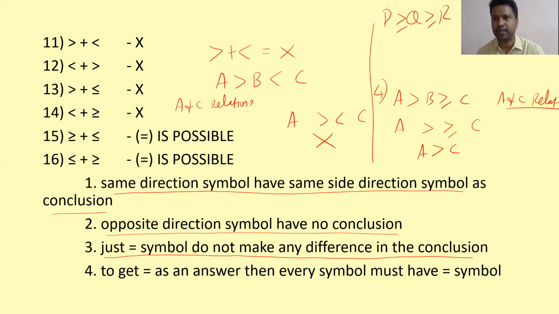Now what to say about the P and R relation? The P and R symbols are in the same direction. Both have equal symbols, so equal. Then I can say P is greater than or equal to R. To get equal as one of the answers, every symbol should have an equal sign. That is very, very important.